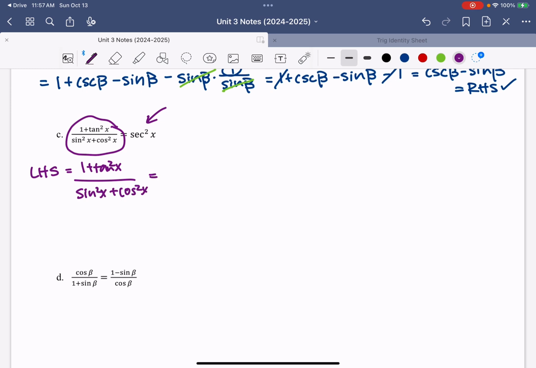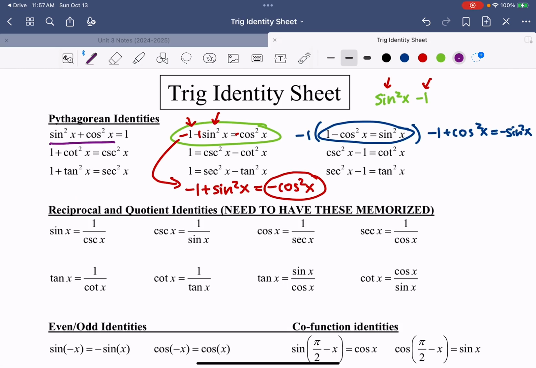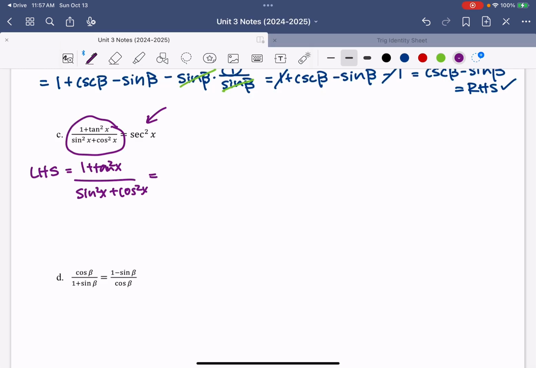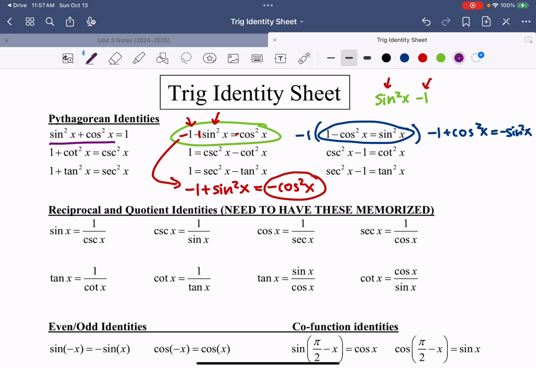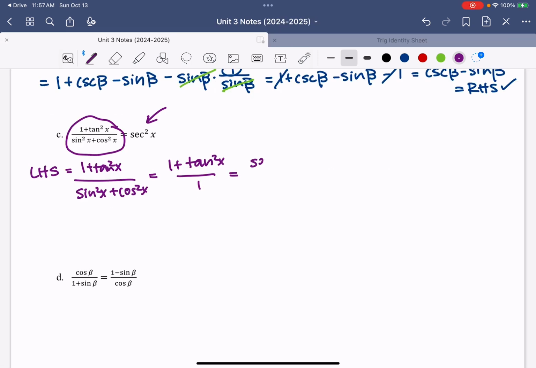Okay, first I see that in my denominator I have my Pythagorean identity. I know that sine squared x plus cosine squared x is equal to 1. So I'd have 1 plus tangent squared x over 1. And then I know that 1 plus tangent squared x is another Pythagorean identity, equal to secant squared x. So I'll have secant squared x over 1, which is just equal to secant squared x, which is equal to our right-hand side.